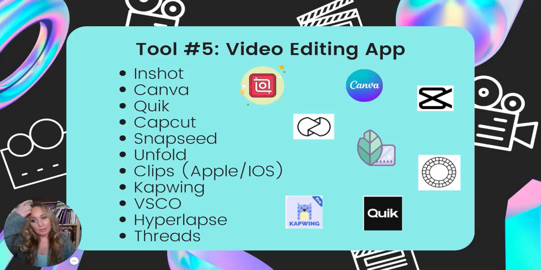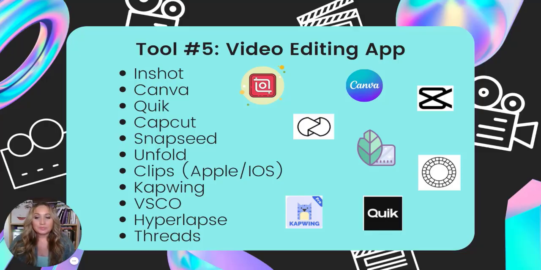InShot is probably the one I would use the most. It has really great functions, really great templates, editing, just lots of really cool stuff. You can add captions, and you can add designs and music and all the things you need to make your post stand out really well, especially when it comes to videos.